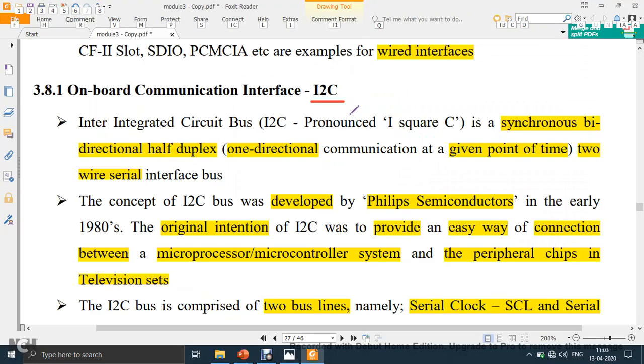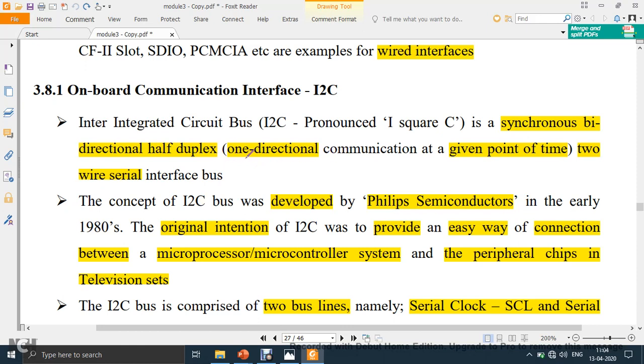Now we'll discuss the various onboard communication interfaces. The first one is I2C, pronounced I-squared-C. The full form is inter-integrated circuit bus. That is why it is I2, as there are two I's. What type of interface is it? It is synchronous, bi-directional, half duplex. It is synchronous communication first, and bi-directional means communication can take place in both directions. Half duplex means one direction at a time. So it is not full duplex, it is half duplex.